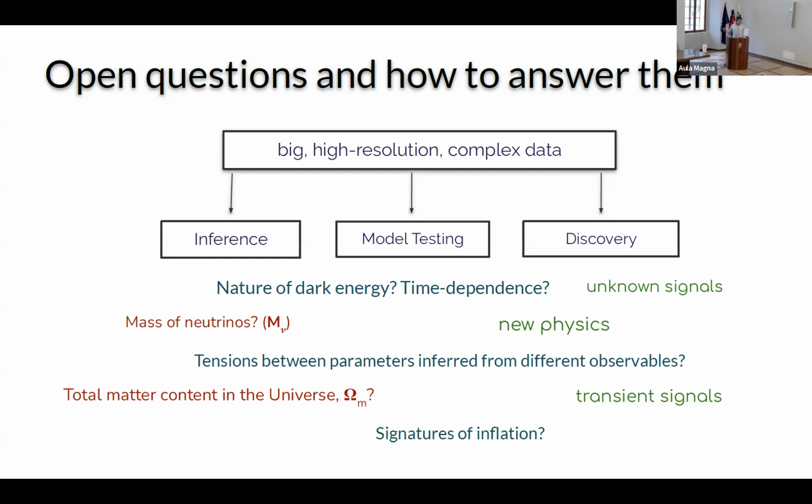What's the mass of neutrinos? Is there any new physics in the data? Do we have tensions between different observations that maybe lead to new physics? What is the total matter content in the universe? Are there any transient signals? What are the signatures of inflation? Things like that. All right, so these are all the questions we would like to answer by taking more data.